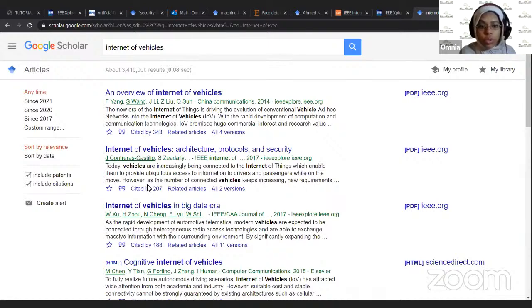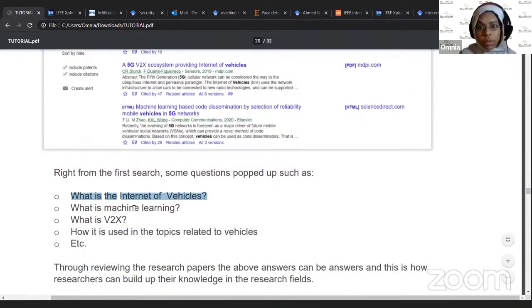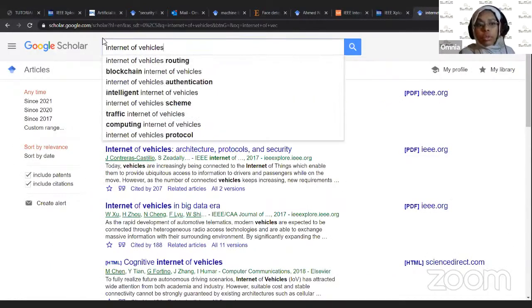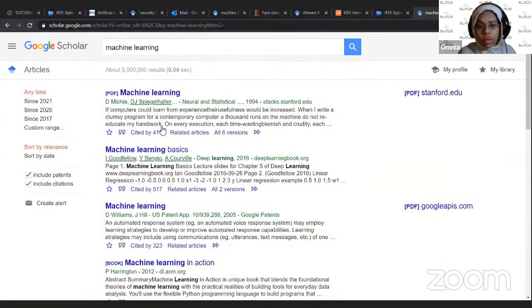Also, this is another option, and it is well cited as well. So just from the first search, we have 3 papers that talk about Internet of Vehicles, and by skimming them fast, we can get ideas about what this technology is and how it has been used. Then they talked about machine learning. We're going to do the same thing: go to Scholar, type in machine learning, and from there we will be able to understand what machine learning is and how it has been done.